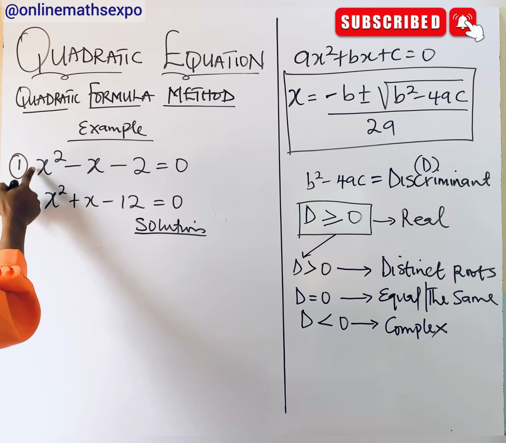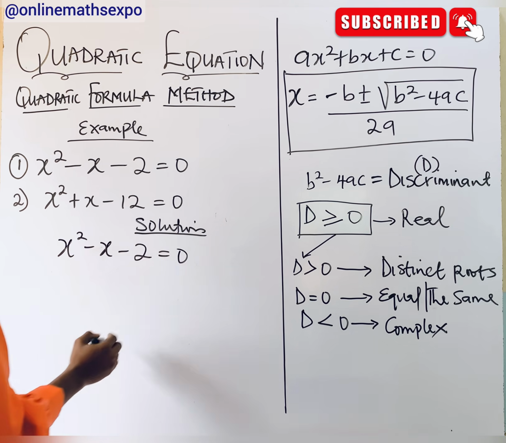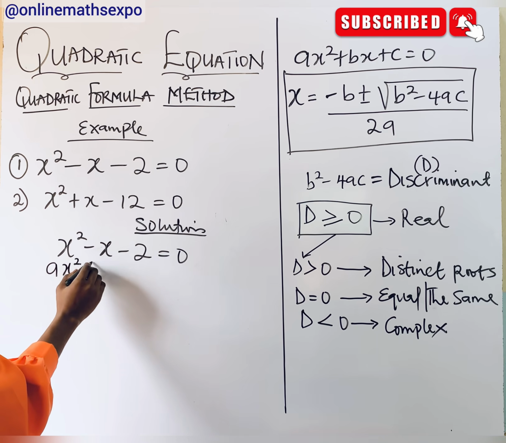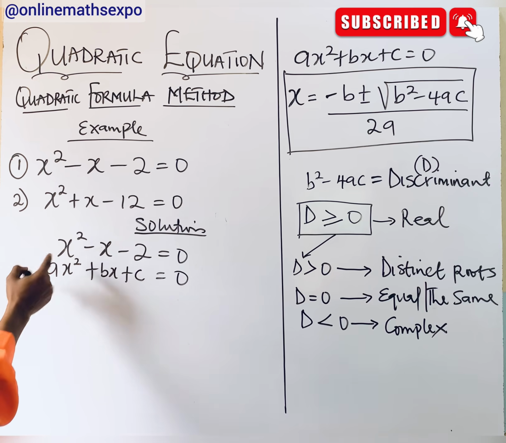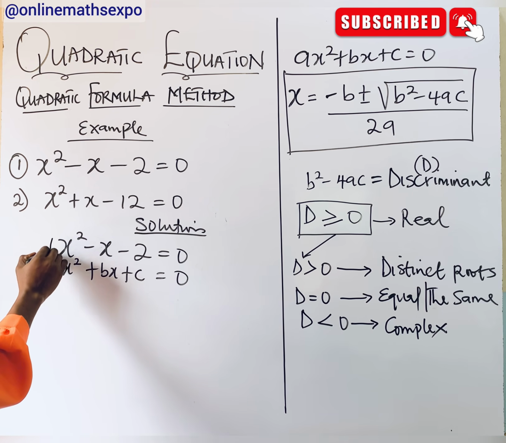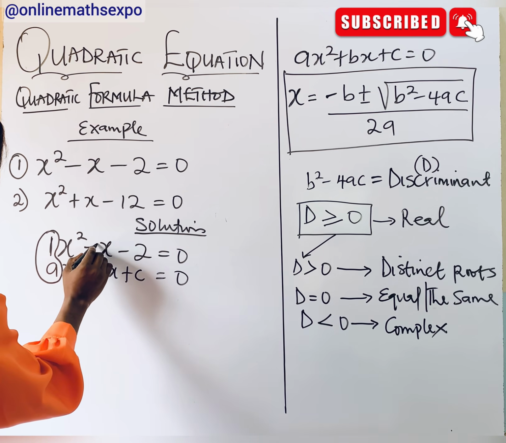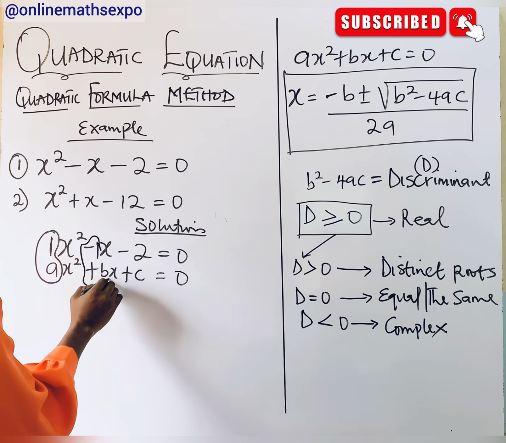Your a is usually the coefficient, so we have x squared minus x minus 2 is equal to 0. And the general equation is ax squared plus bx plus c is equal to 0. So the coefficient of x squared here is 1. Did you see? So it means that our a is going to be 1. The coefficient of x here is -1. Remember your algebra? So it means that your b is going to be -1.